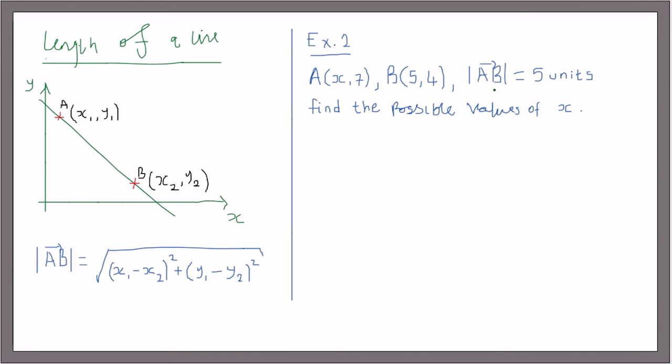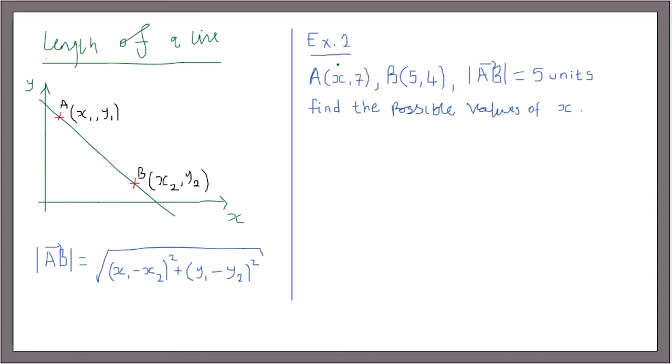Now the question today is asking for the possible values of x. Today they have given you the length, and they need the value of x. Which values of x can give us the length between A and B as 5 units? This is quite easy. We are just going to use this formula. You see very well that we already have the length, so wherever there is this, we are going to put the 5. So you find out what you are going to let be your x1, your x2, your y1, and your y2.